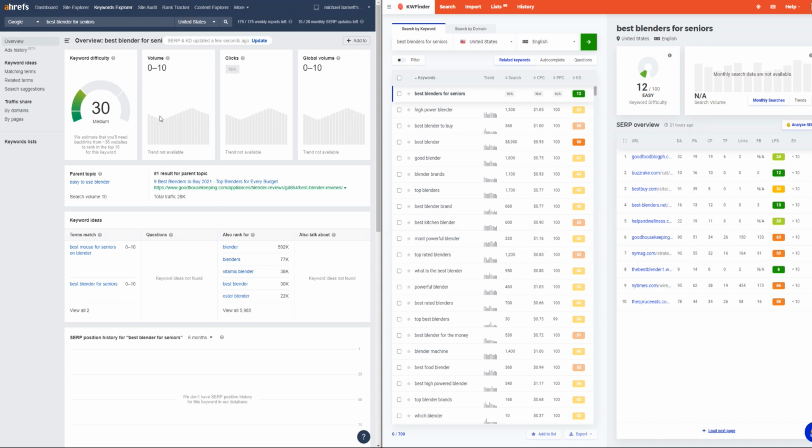And then when we go over to the AHRefs tool, it's saying it's 30, medium. We estimate that you'll need backlinks from 36 websites to rank in the top 10 for this keyword.